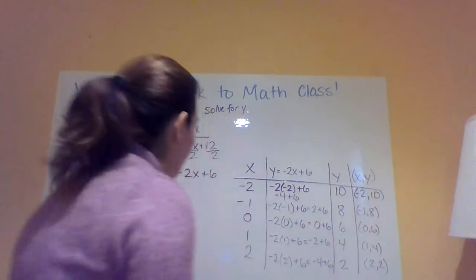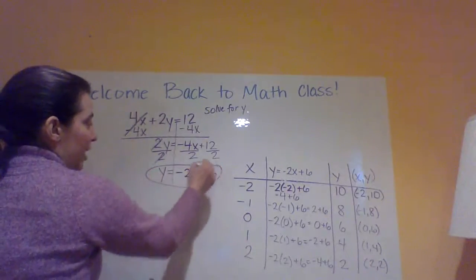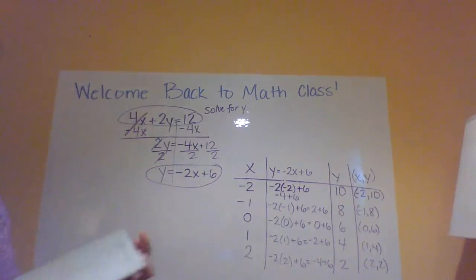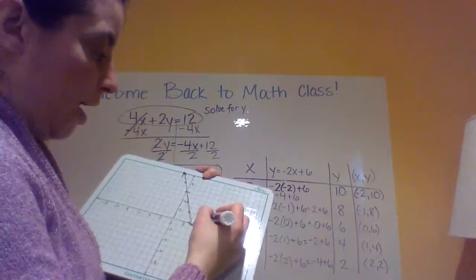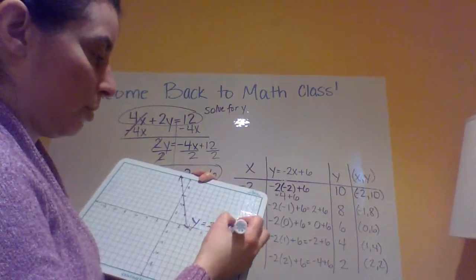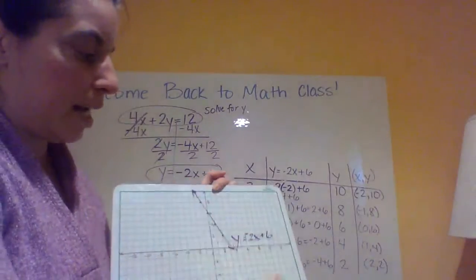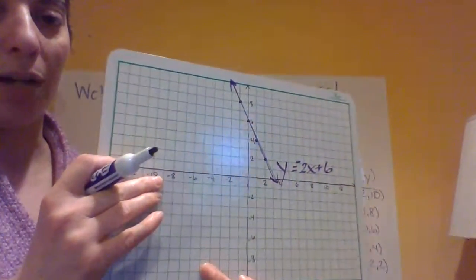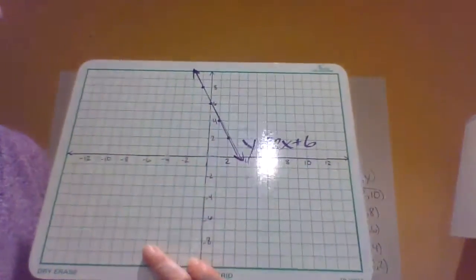We can either label it with this version of the line, that's the one I tend to use, but you can also label it with the original. That's fine. So I tend to say y equals negative 2x plus 6. And make your line big. I really could have even extended it out farther. It can extend out farther than where your points are because the line goes on forever.